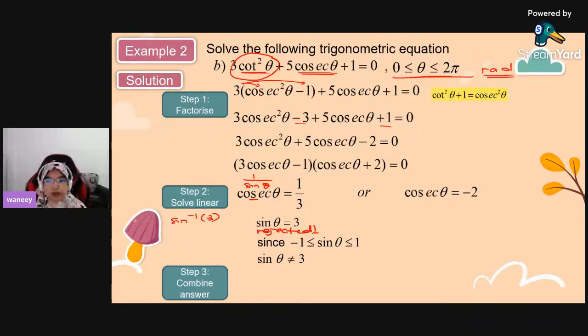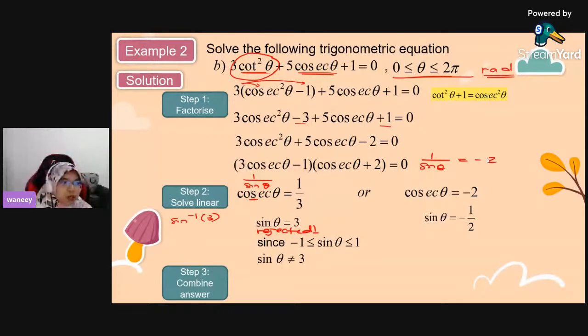No solution or rejected. So we don't need to bother with them anymore, we just need to look at the right hand side. I have cosecant theta equal to negative 2. So this is 1 over sine theta equal to negative 2. Bring the sine up, negative 2 down, and you get sine theta equal to negative half. Right, Abel, negative half. So now sine theta is equal to negative half.